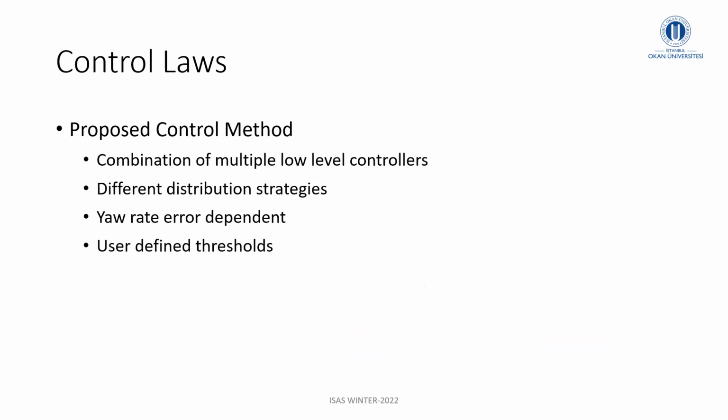The proposed control method involves the use of a combination of multiple low-level controllers. This is done to maximize the performance and the stability of a vehicle in different conditions, as certain low-level controllers perform best in certain conditions, and this controller is run by thresholds.